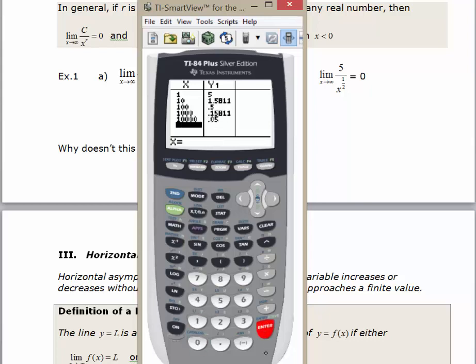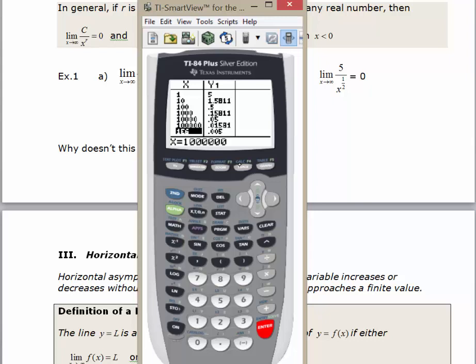and so to approach infinity, what I basically do is keep adding a power of 10, and you can start to see if I let x equal 100,000, my function value is getting smaller and smaller. I'll type in 1,000,000, and then we'll look at a graph. So you can see here that these values are approaching 0.